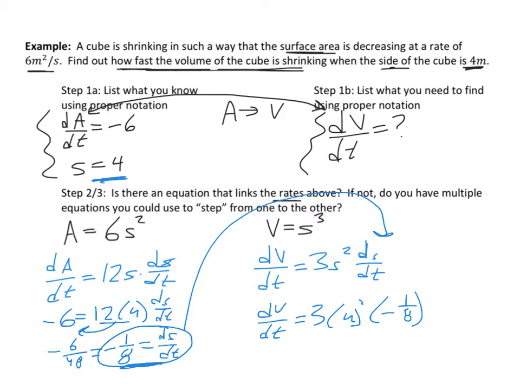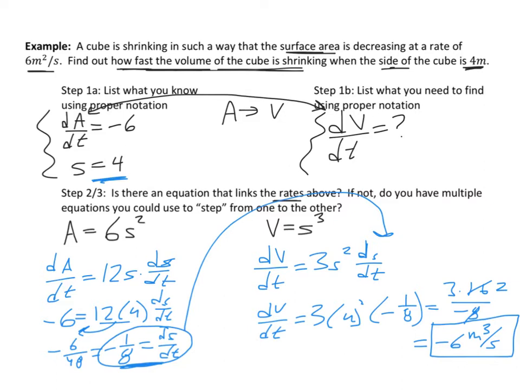Okay, so, working this out, I'm going to have 3 times 16 over -8. The 8 and the 16 will drop down to 2, so this is -6. And if we really wanted units here, we could say that this is cubic meters per second. Okay, so this is sort of what it looks like to use this method.